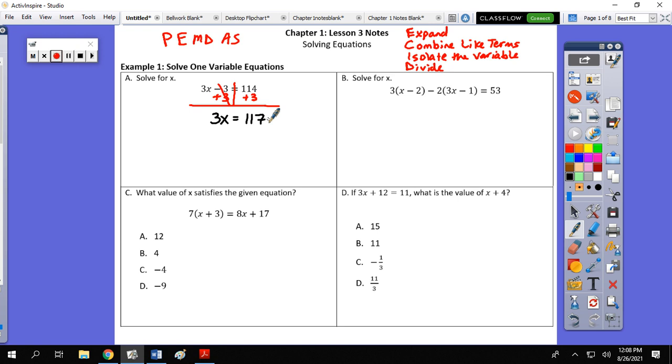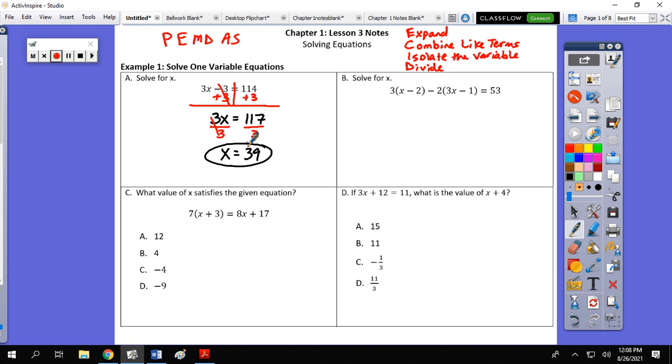Once we isolate the variable, which is what we've done here, so that now only the variable is on the left side of the equation, we would then divide both sides of the equation by 3 to get x by itself. So we divide each side by 3. We do 117 divided by 3, and we get x equals 39. Okay, this is a straightforward two-step equation, and that is all we need to do to finish that problem.